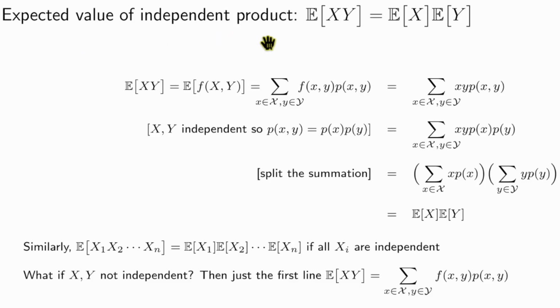Expectation of independent random variables. If X and Y are independent random variables, then the expectation of their product is the product of expectations. So we are going to prove that.